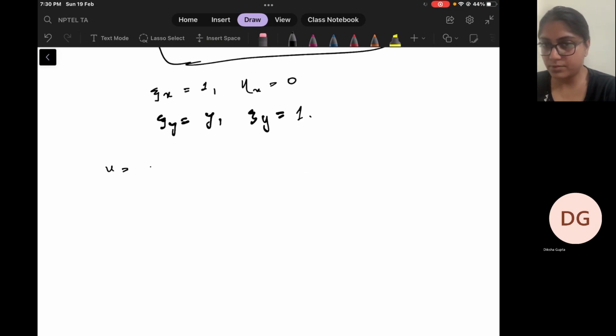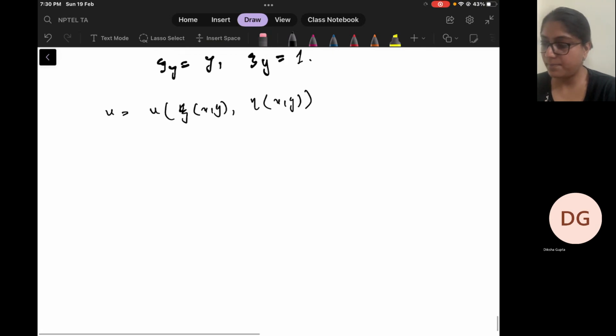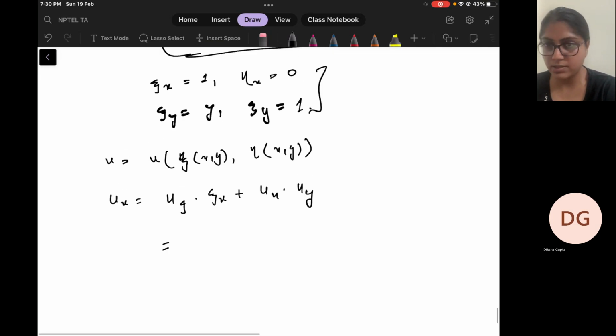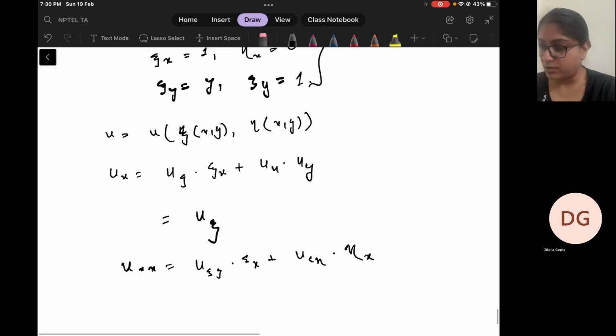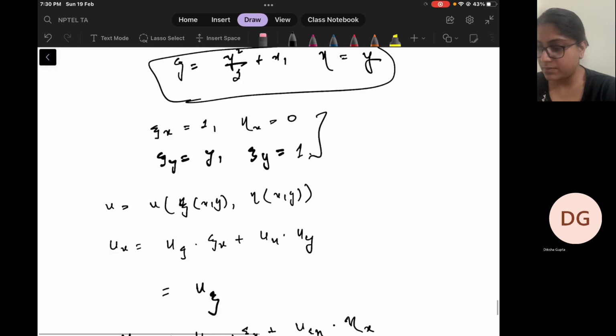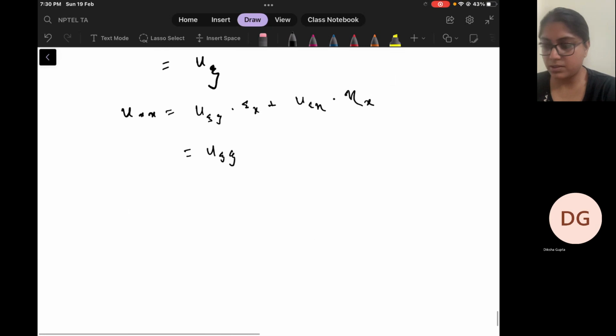So now u is equal to u function of psi, which is further a function of x and y. Okay. Now u_x will be u_epsilon epsilon_x plus u_eta eta_x. Now we have all these values here, and we can put them in. So u_x will be u_epsilon epsilon_x plus u_epsilon eta_x. Now again, eta_x is 0 and epsilon_x is 1. So this is u_epsilon.